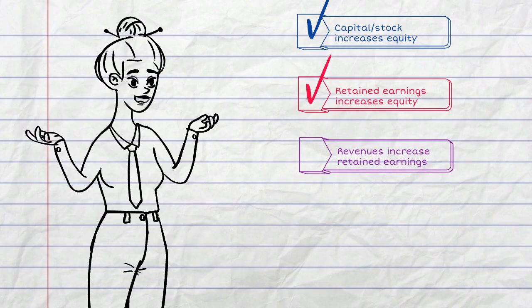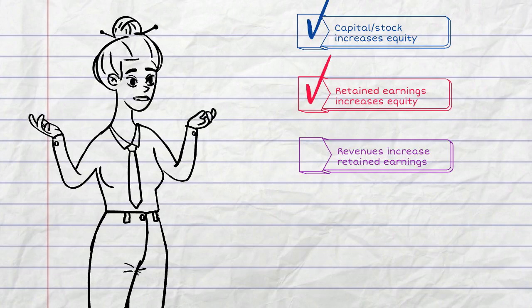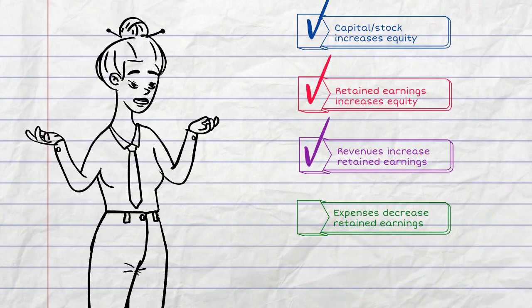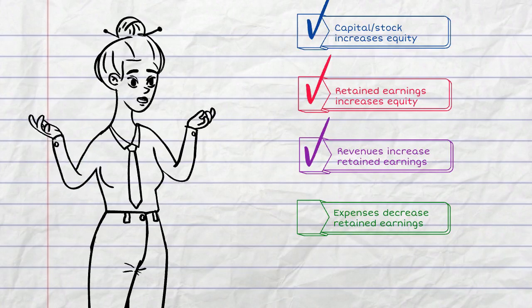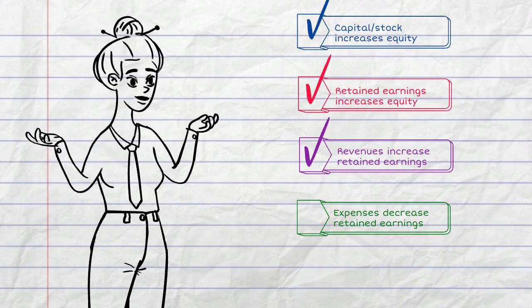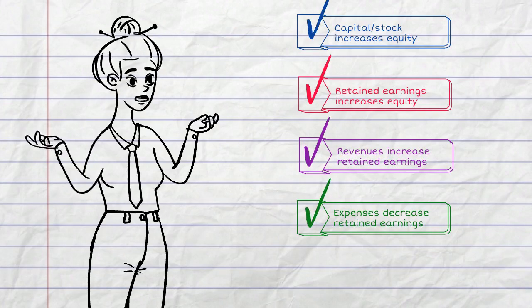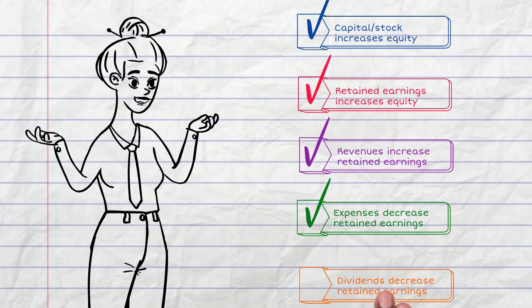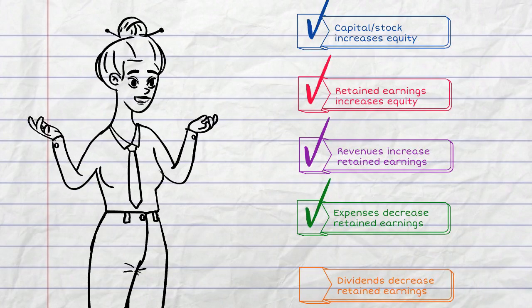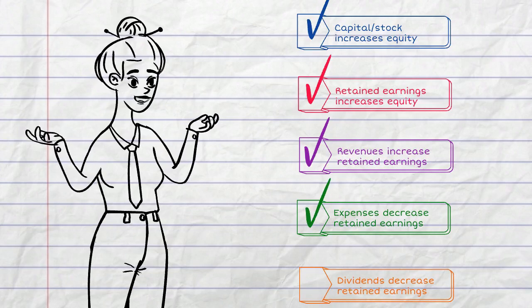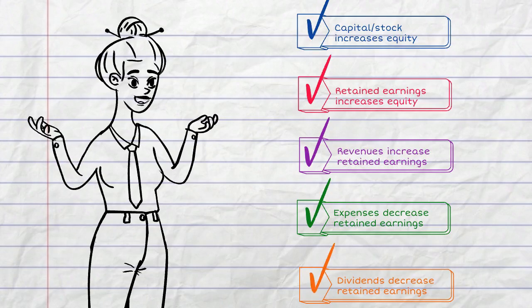Revenues increase retained earnings. If a revenue account increases, retained earnings increases, thereby increasing equity. Expenses decrease retained earnings. A troublemaker. If expenses increase, retained earnings decrease, thereby decreasing equity. Dividends follow suit. They also decrease retained earnings. If dividends increase, retained earnings decrease, thereby decreasing equity.